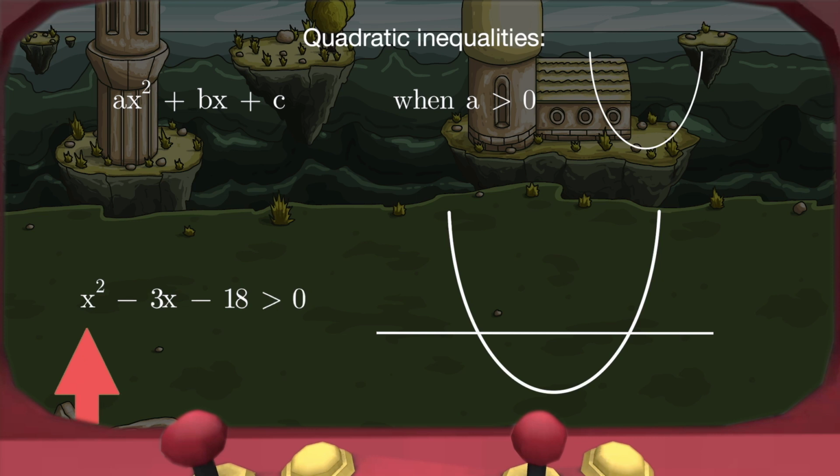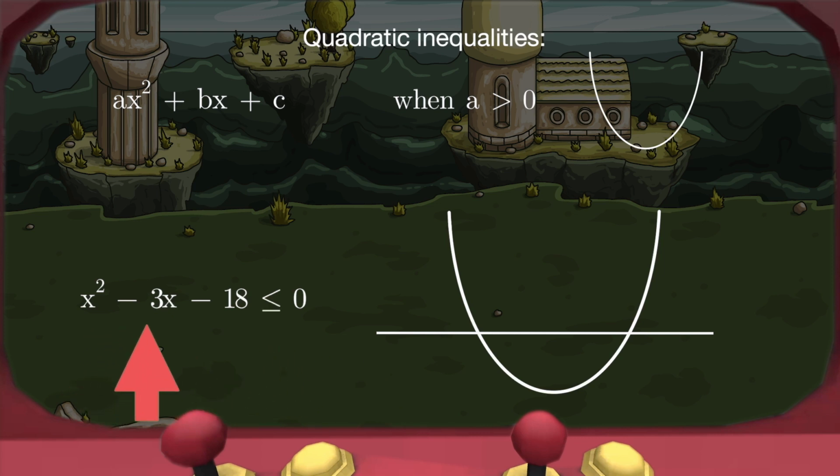Now let's look at another one. x squared minus 3x minus 18 is greater than 0. That means, where is the parabola above the x-axis? And it's above the x-axis over here as well as over here. Okay, awesome. And then let's look at another example.